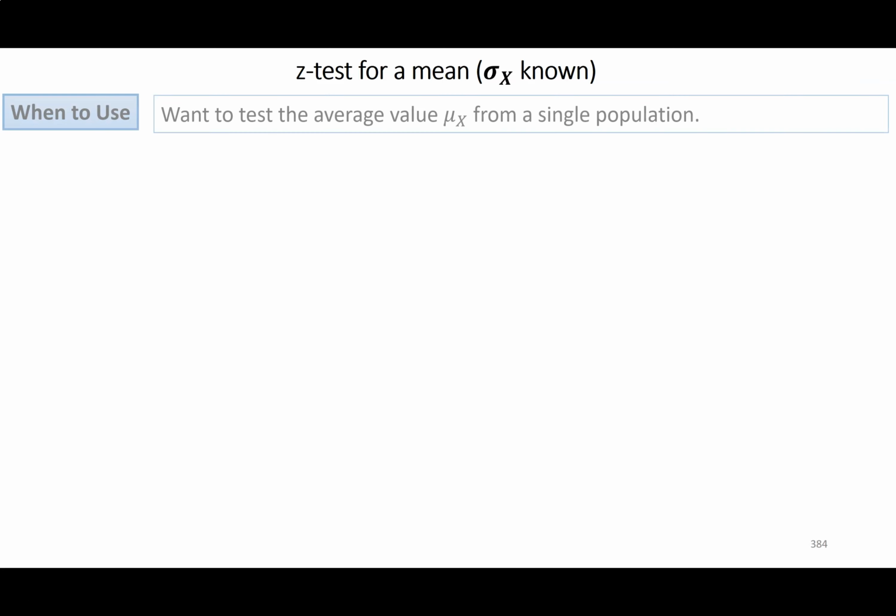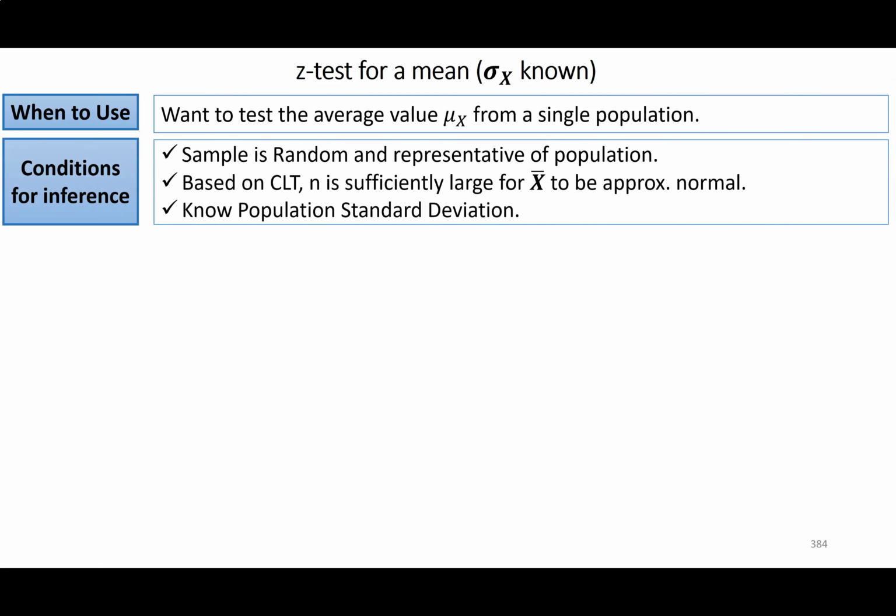So z-test for a mean. So for week 7, we're going to live in the world where we know what sigma is from the population. So we want to test the average value from just one population. So we're not comparing groups. That's what that means. So our conditions, do we have a random or representative sample from that population? And then do we know that our sample size is big enough that the central limit theorem is going to kick in? Because if it kicks in, then we know the sampling distribution of x bar is going to be roughly normal. And then we want to make sure that we know sigma.